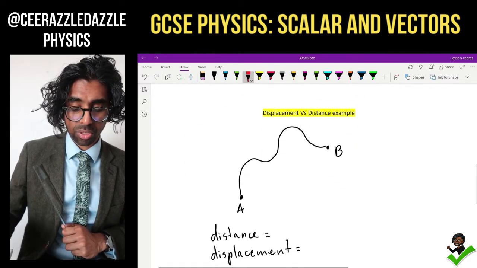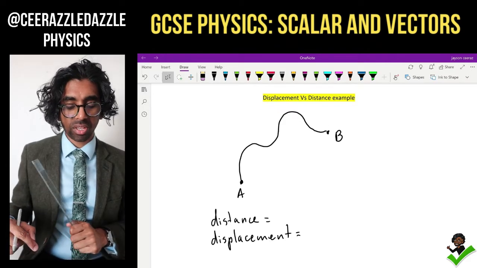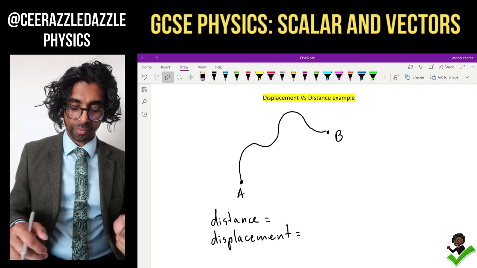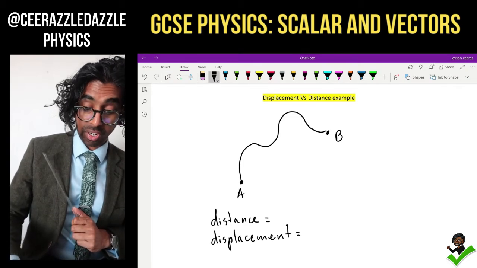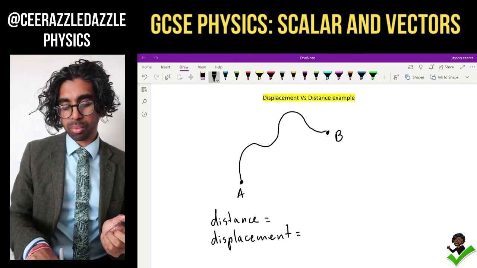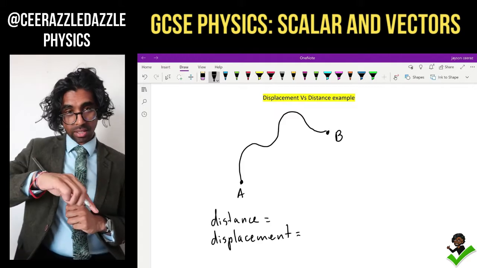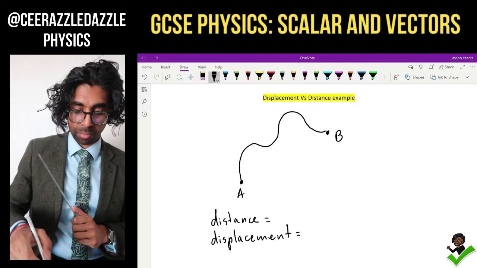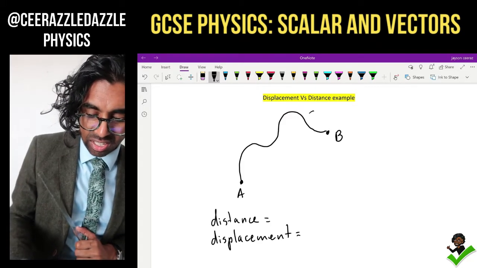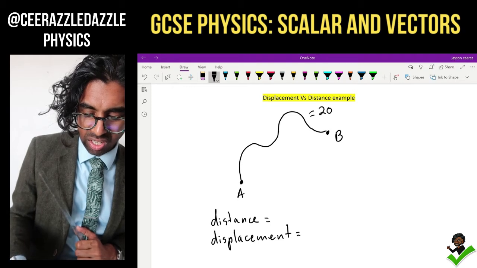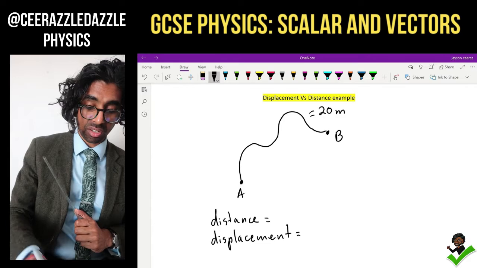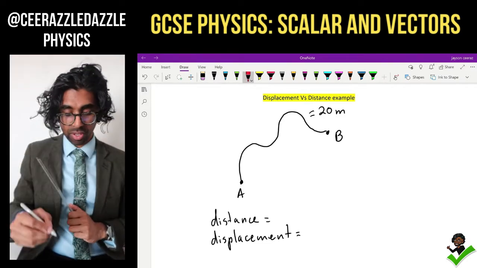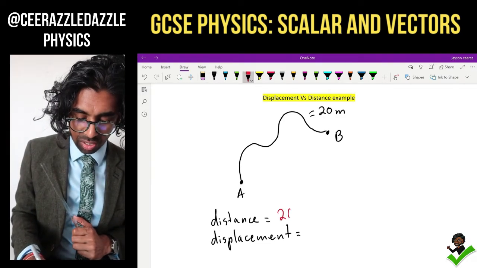In this example, we're talking about displacement versus distance. So, look at the following question. Well, it's not really a question. We've got point A over here and point B over there. If I take this path, the curved path, up to B, let's just say that is 20 meters. Yeah? That will be the distance. So the distance is along that path. So the distance will be 20 meters.